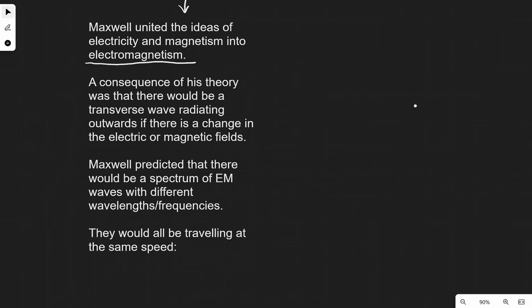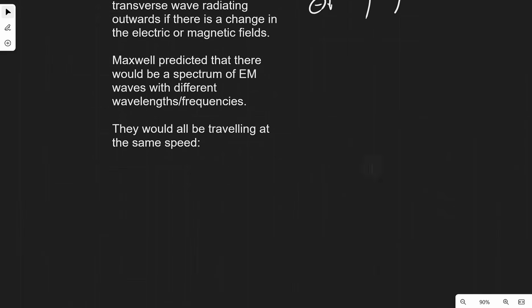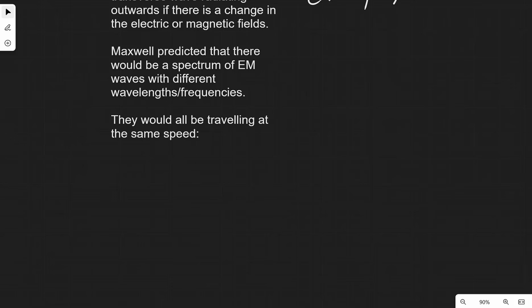Now, a consequence of his theory was that there would be a transverse wave radiating outward if there's a change in the electric and magnetic fields. In practice, how do you do a change? Well, if I have something like a negative particle, if I just oscillate that, move that up and down, then this should create a wave that is propagating outwards. And Maxwell predicted that there will be a spectrum of EM waves, all with different frequencies and wavelengths, but crucially they will all be traveling at the same speed.